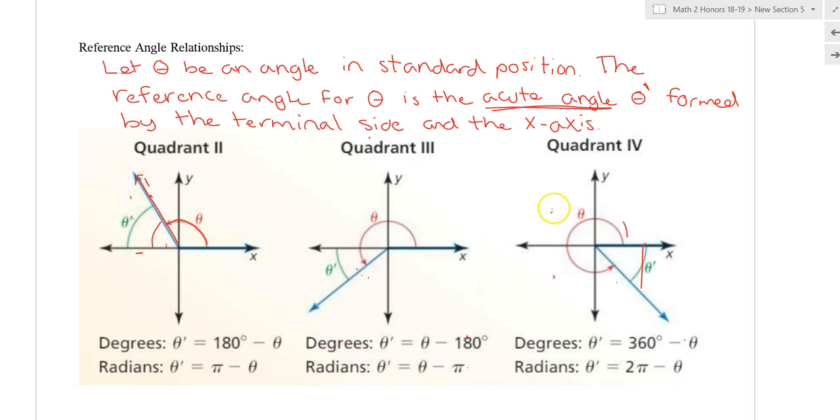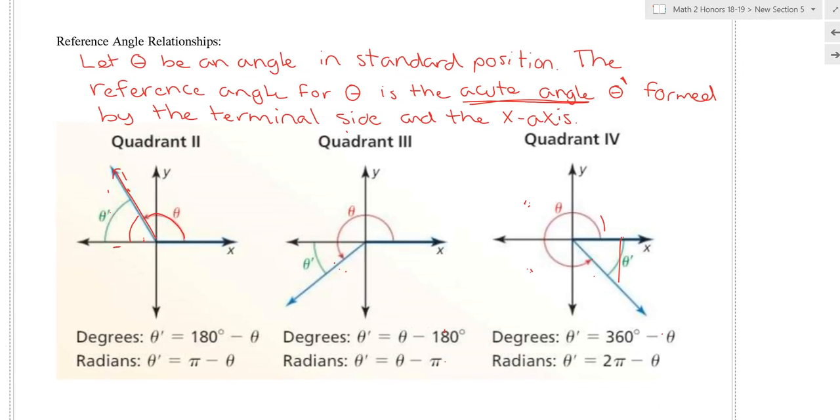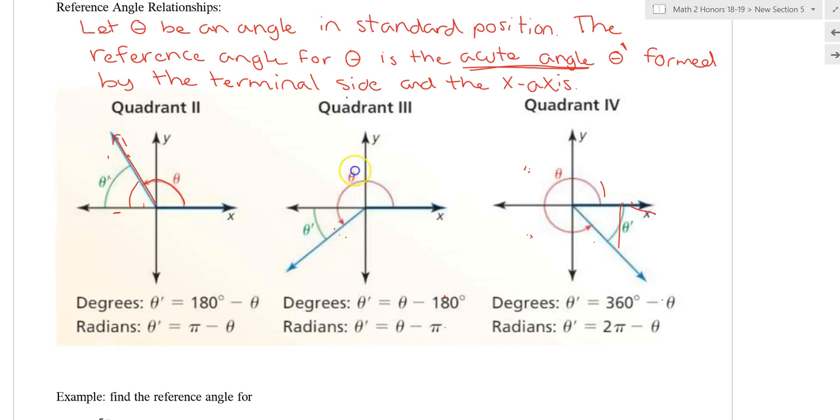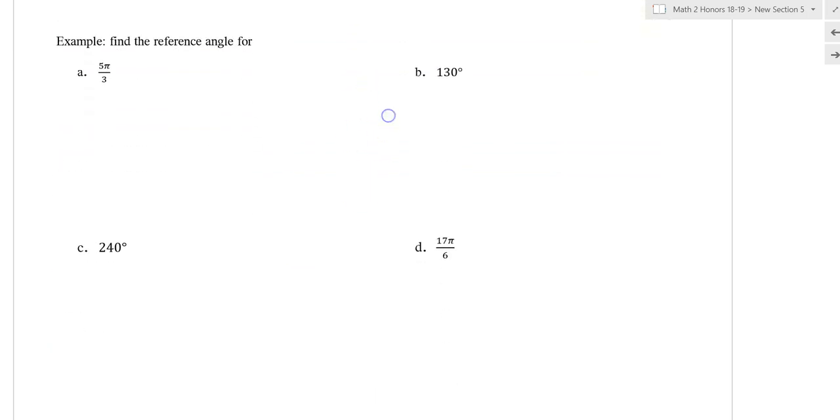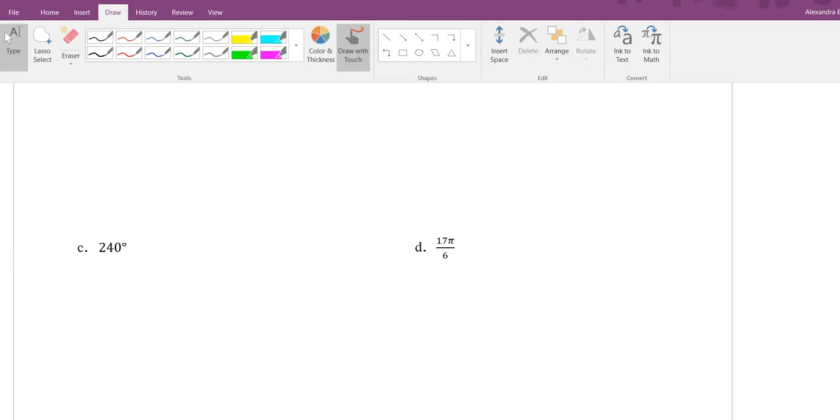Okay, so if it's in one of these quadrants, how far away are you from 180 degrees? If it's in one of these quadrants, how far away are you from 360? Okay, so let's look at some examples of that. Find the reference angle for 5 pi over 3.